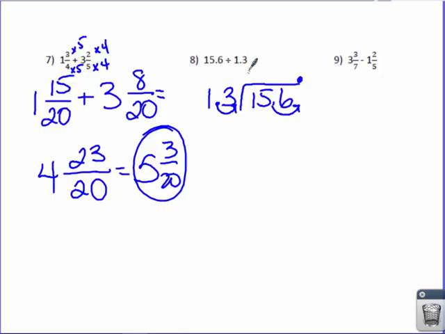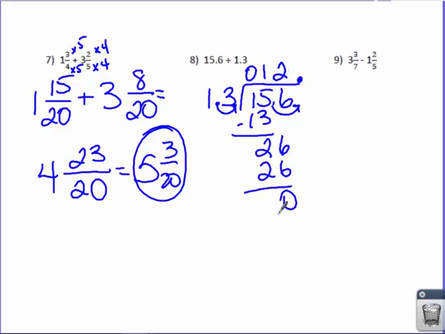13 goes into 1, 0 times. 13 goes into 15, 1 time. We subtract, we get 2 left over, bring our 6 down. 13 goes into 26 2 times. You get 26 with a remainder of 0. So I get an answer of 12.